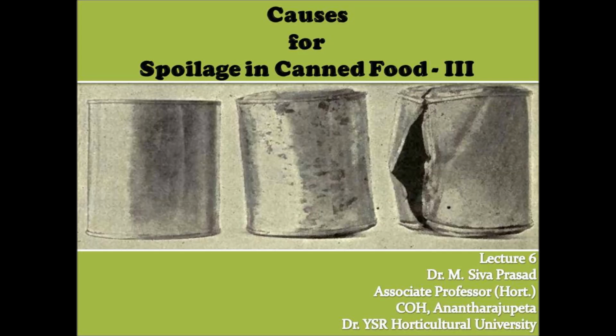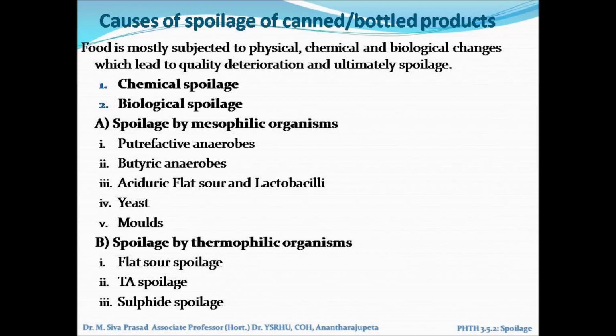Initially, we have seen various factors causing the spoilage of foods, and later we have observed how to identify the cans which are spoiled based on their external appearance. And now we are going to discuss the causes of these spoiled cans. It may be because of chemical spoilage or biological spoilage.